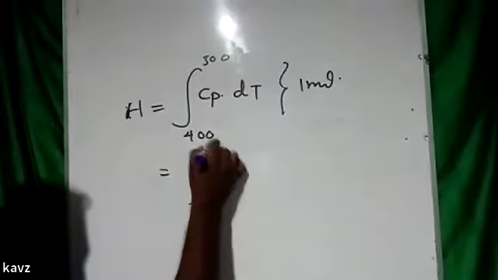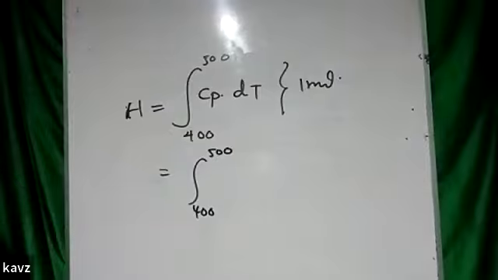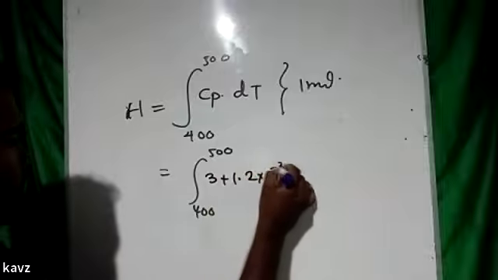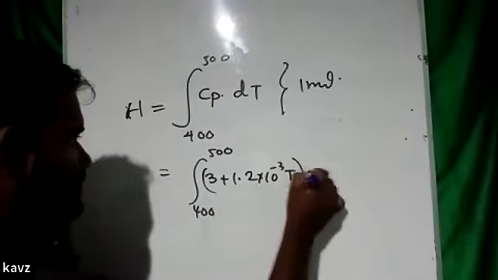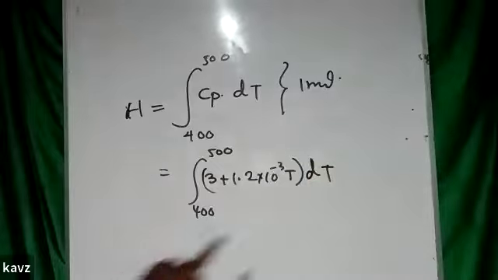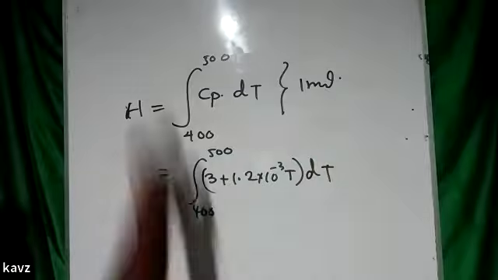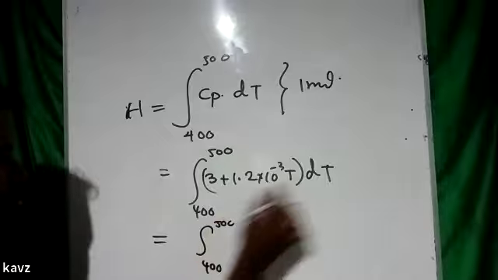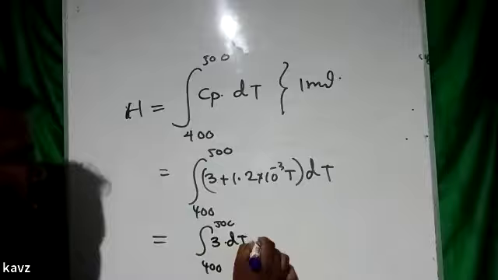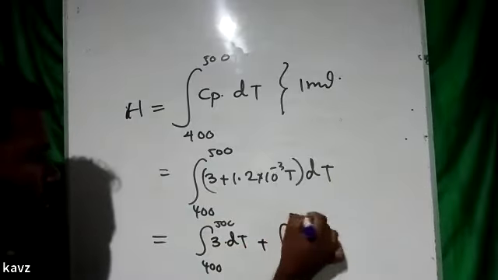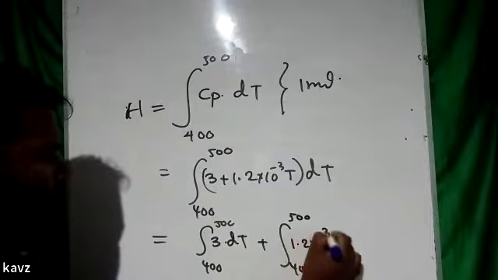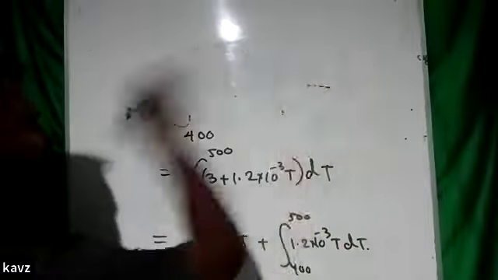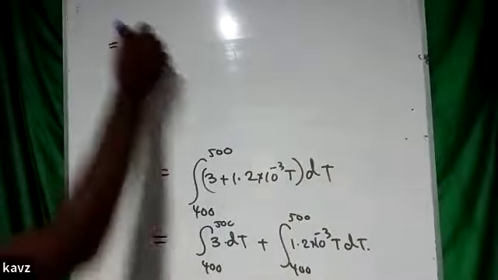So, Cp, what is Cp? Something with the parameter: 3 plus 1.2 times 10 to the power minus 3 t, and dt. You know there is an addition, so you can separate. So one part becomes 3 dt, plus the other becomes 1.2 times 10 to the power minus 3 t dt. And then you can take out the constants. I'm erasing this one. Okay, you can take the constants out.